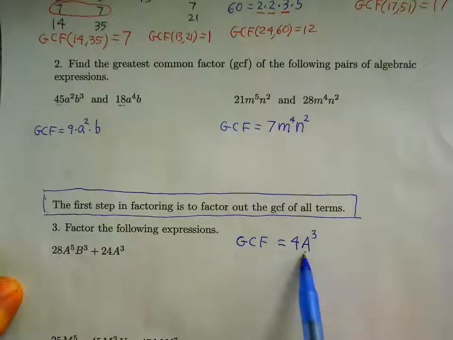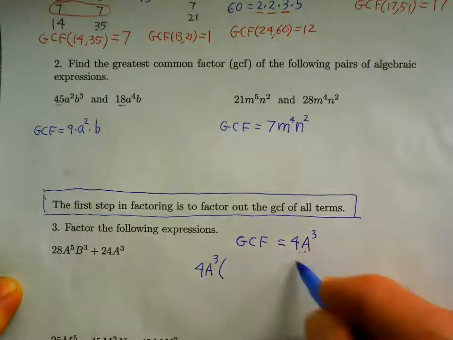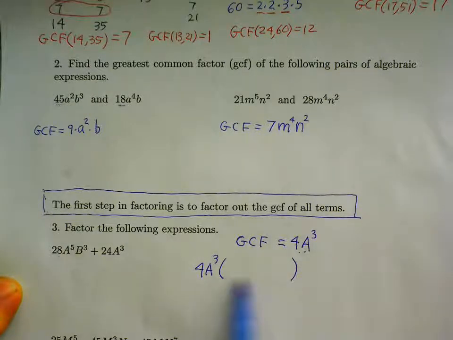Okay, so think of the distributive property in reverse. So outside of the parentheses, we're going to write 4a to the 3rd. And inside the parentheses will go the expression that we need in order to get 28a to the 5th b to the 3rd plus 24a to the 3rd after multiplying 4a to the 3rd times whatever goes inside this set of parentheses. Well, since I'm factoring out a term with a positive coefficient, the plus sign is going to stay in the middle.